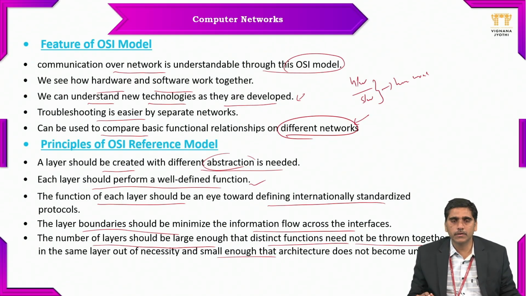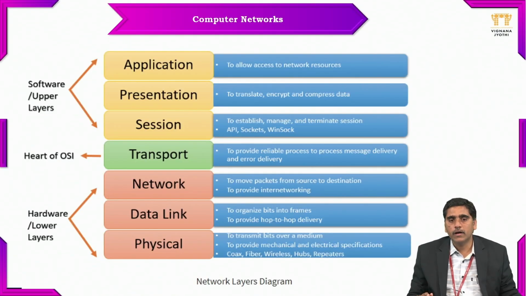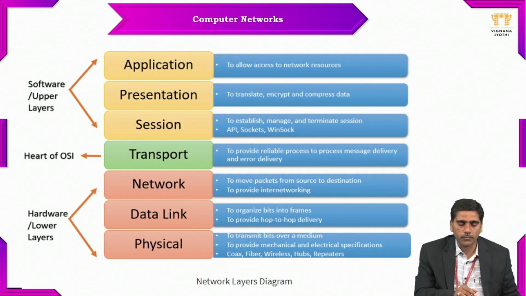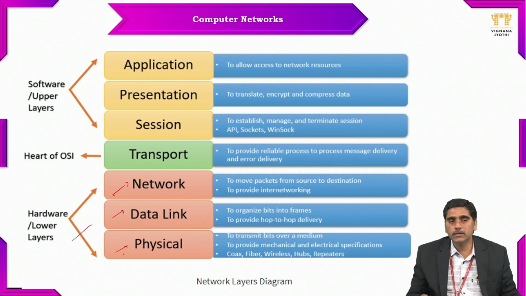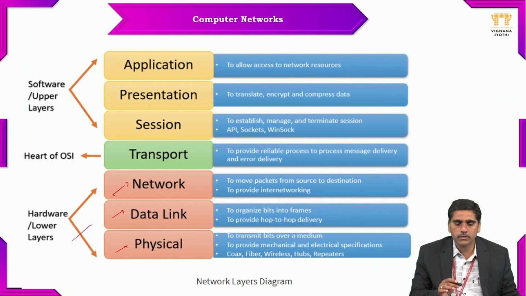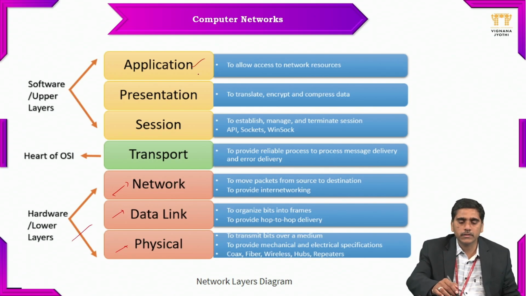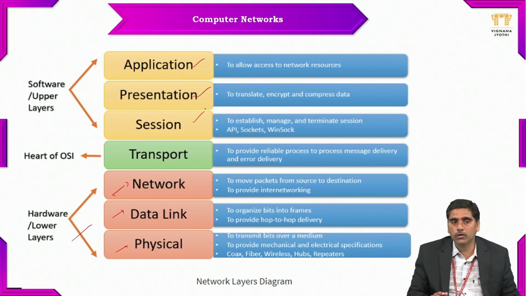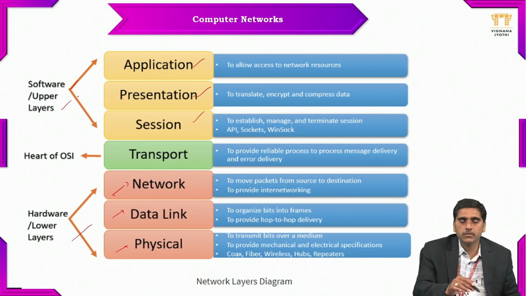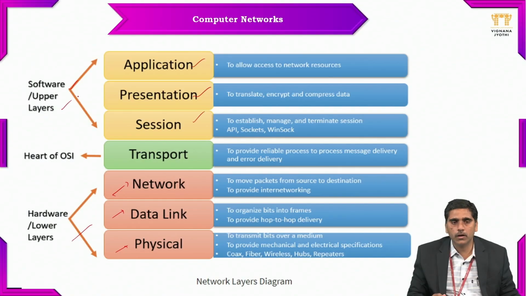So these are all the different types of principles and features of the OSI model. And now we can see the network layers diagram and how we can call it as the hardware layers and how we can call it as the software layers. So these bottom three, network layer, data link layer and physical layer, are called hardware layers and lower layers also. And the application layer, presentation layer, session layer, these three are called software layers and also upper layers.